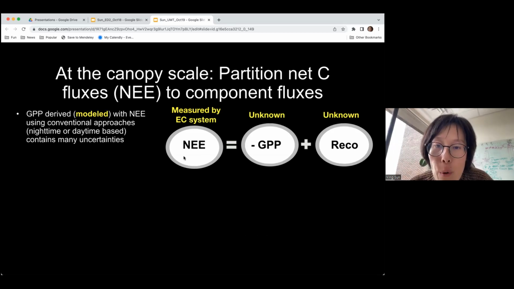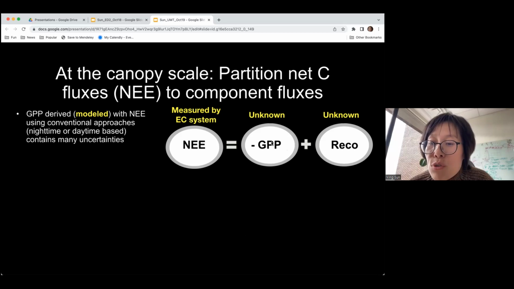So at the canopy scale, when we look at this equation, this is NEE, the net CO2 flux exchange between the land and the atmosphere. This can be directly measured by any eddy covariance system. There are two components contributing to NEE. One is GPP, which is photosynthesis. This is unknown. The other is ecosystem respiration, RECO here. This is also unknown. These two terms have opposite signs. So the problem here is that we have one known, but two unknowns.